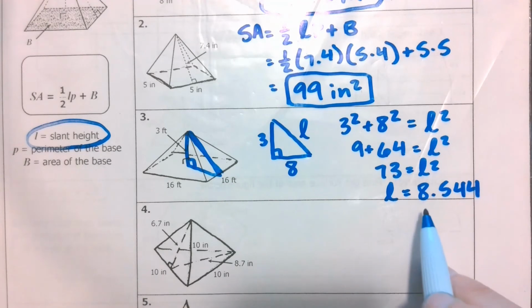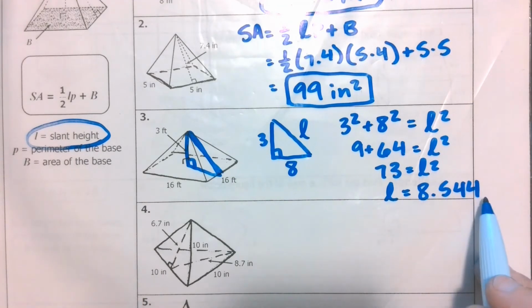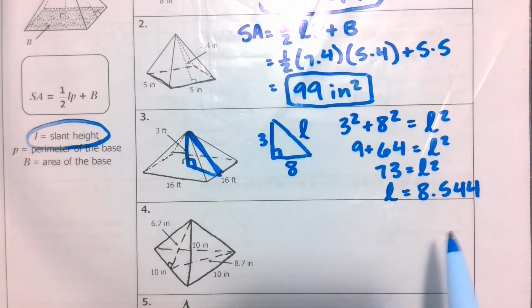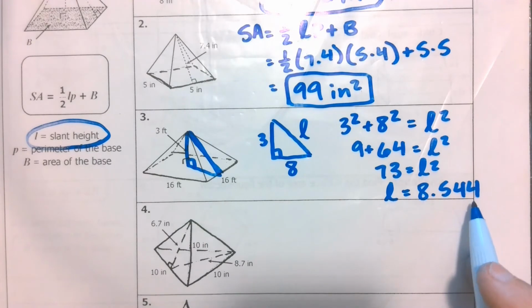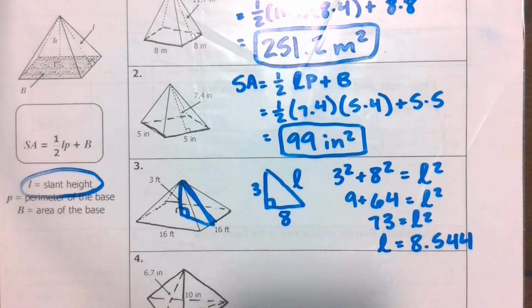And I get that the slant height is about 8.544. I want to go several decimal places here. I try to go at least 3 decimal places within the problem, and then at the end I can use whatever rounding rules they ask for. We're not going to do this whole problem because I think we're getting the hang of it, but that would be my slant height, and now I could go back and use my formula and use that slant height for the L.